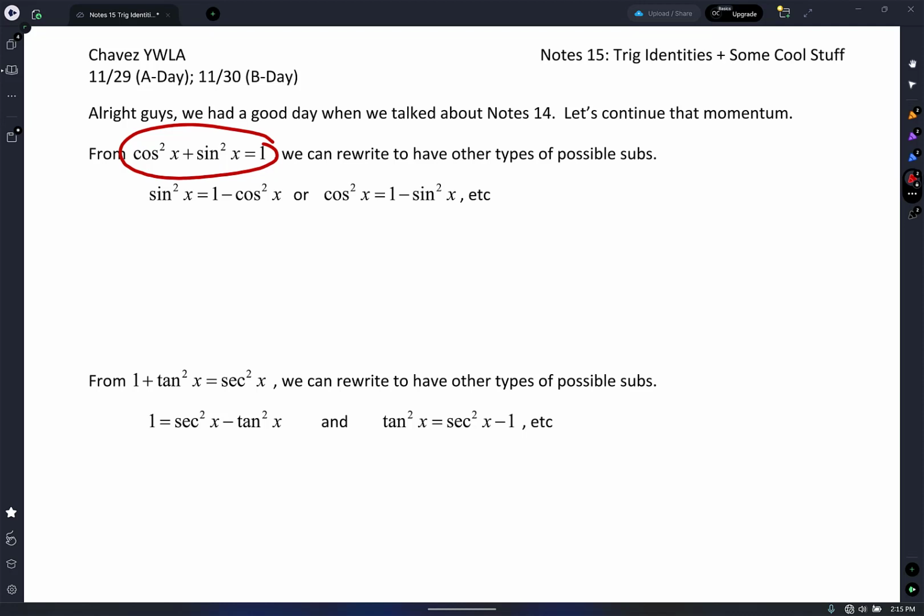Cosine squared plus sine squared equals 1. It's not really called the Valentine's formula in real life. It's a Pythagorean trig identity. So cosine squared plus sine squared equals 1. And we realized that we can rewrite this in a certain way to help us out.